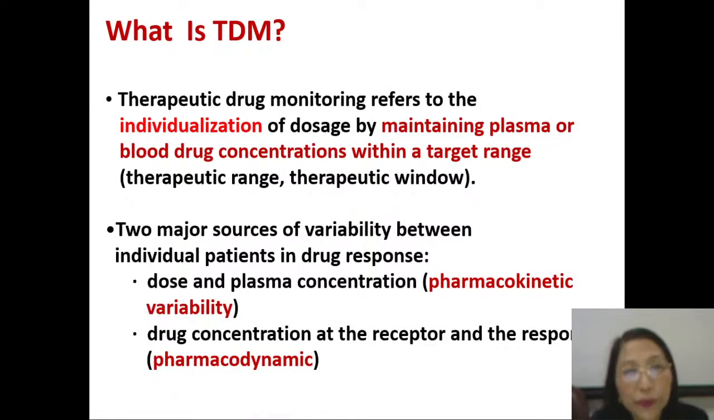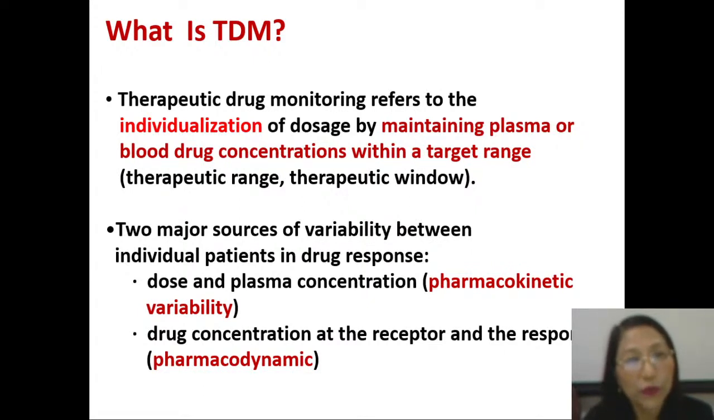So, what is therapeutic drug monitoring? Therapeutic drug monitoring, commonly abbreviated as TDM, refers to the individualization of doses by maintaining plasma or blood drug concentration within a target range. This target range is also called a therapeutic range or therapeutic window, which you have already dealt with in your general pharmacology classes. This is what we mean by therapeutic drug monitoring.